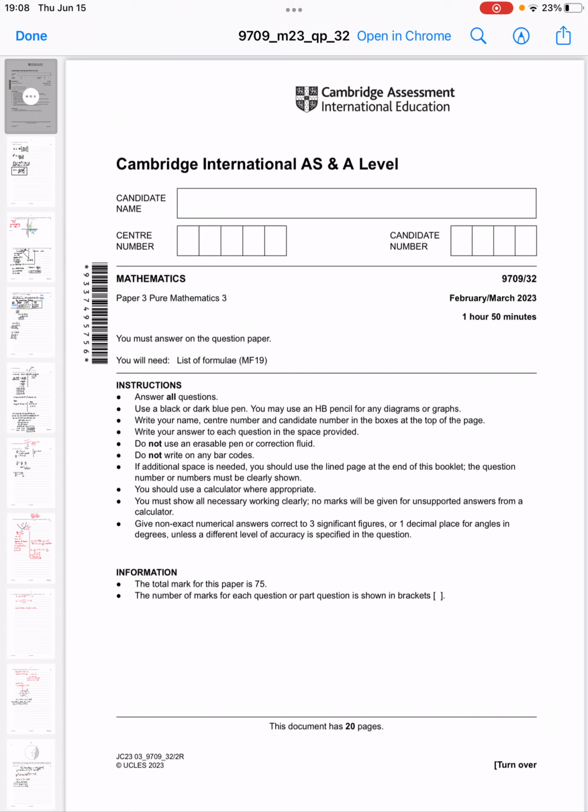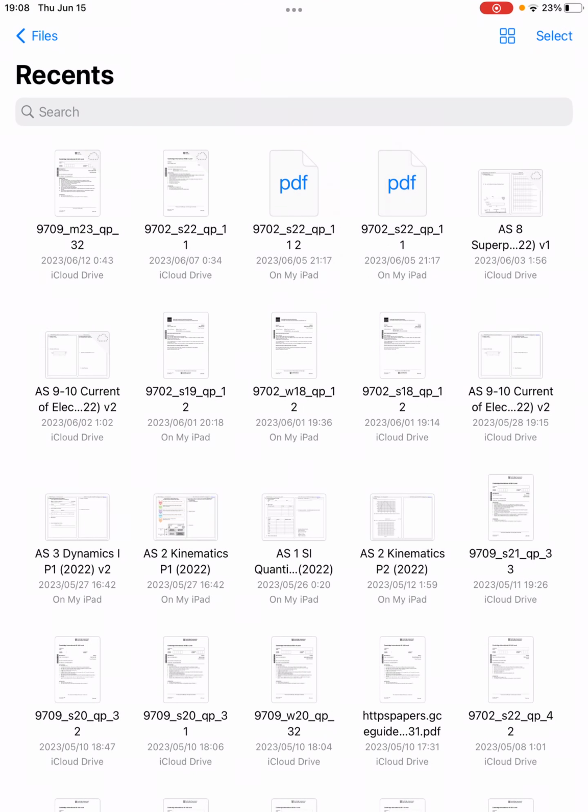Hello, so this is A-level mathematics, and today we are going to start with March 23 paper 3 variant 2. So let's start with question number 1.